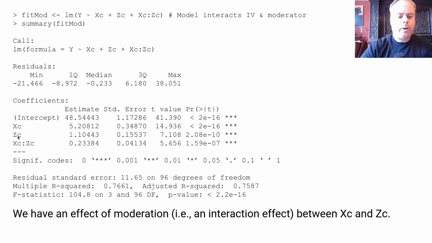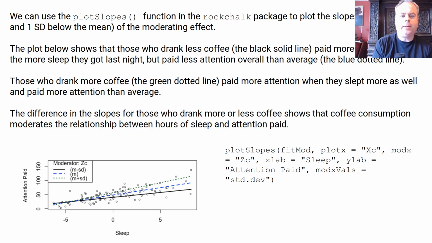We've got a significant predictor associated with coffee consumption, but importantly, these two predictors interact with each other. So we have an effect of moderation, or an interaction effect, between hours of sleep and coffee consumption. So what does this mean? It's easiest to interpret with a bit of a visualization.